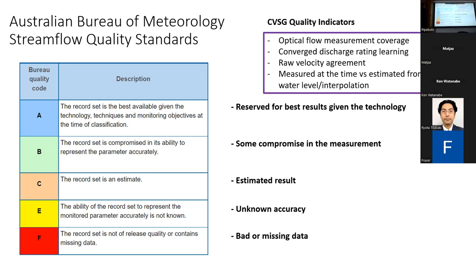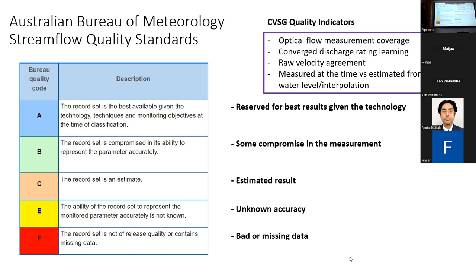And then if your raw velocities are also in agreement with stuff that you've seen before, that you're expecting to see at that water level, or if it's even agreeing with your surface profile model, if that's actually fitting very well or not. And then you also have if you've measured it at the time or if you're just estimating it from the water level or interpolating it.